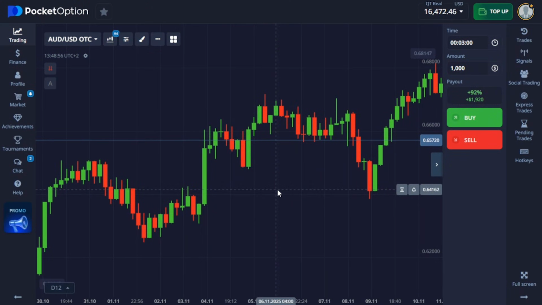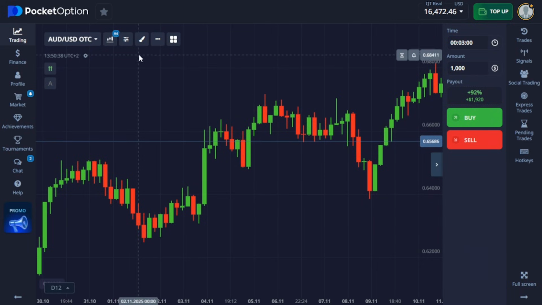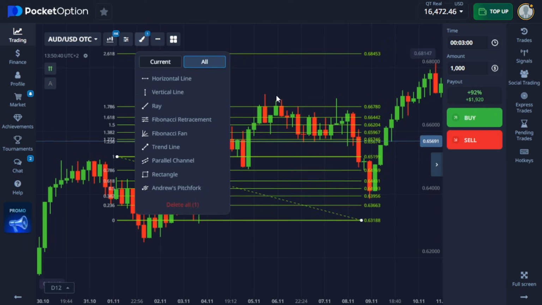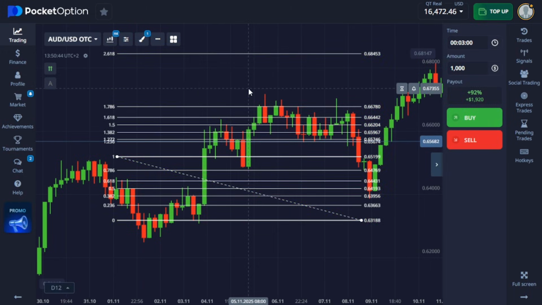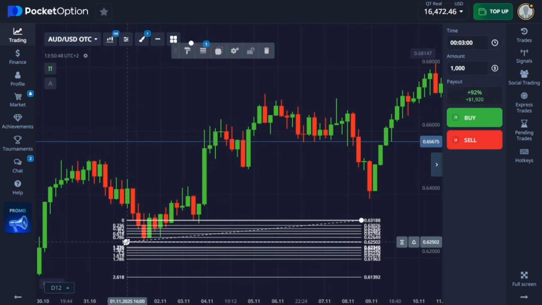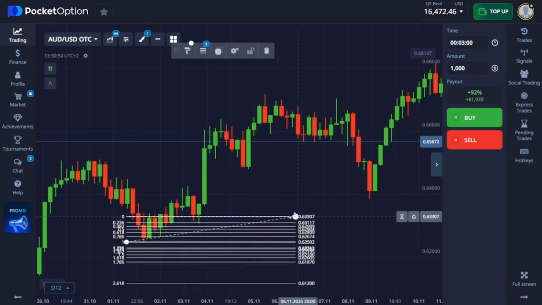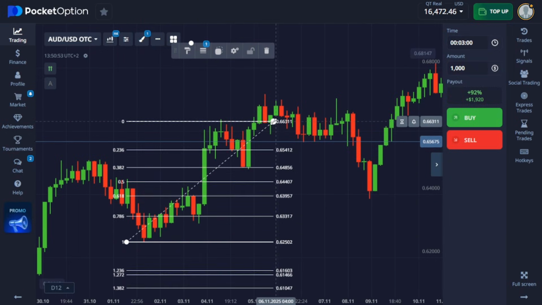Let's take a look at another example here. After price formed this small pullback, we got another swing to the upside. So we're going to grab our Fibonacci retracement tool. And once again, I'm going to change the color to white, and we're going to mark out the bottom of the swing and drag it all the way to the top.